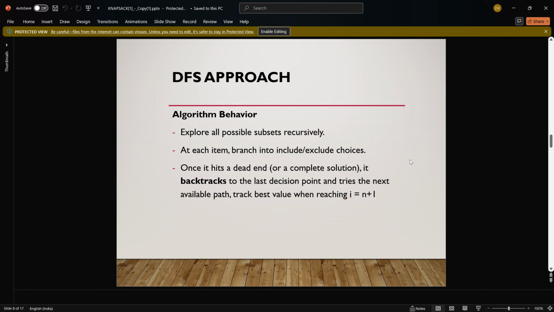DFS explores all possible subsets recursively. At each item, branch into exclude or include choices, same as BFS. Once it hits a dead end or a complete solution, it backtracks to the last decision point and tries the next available path. We track the best value when reaching i equal to n plus 1.